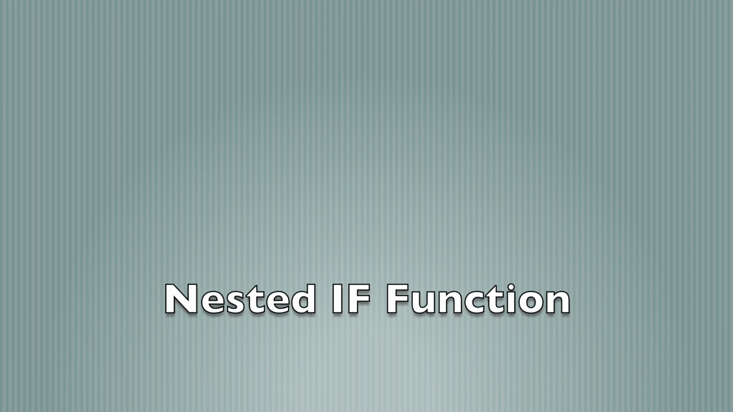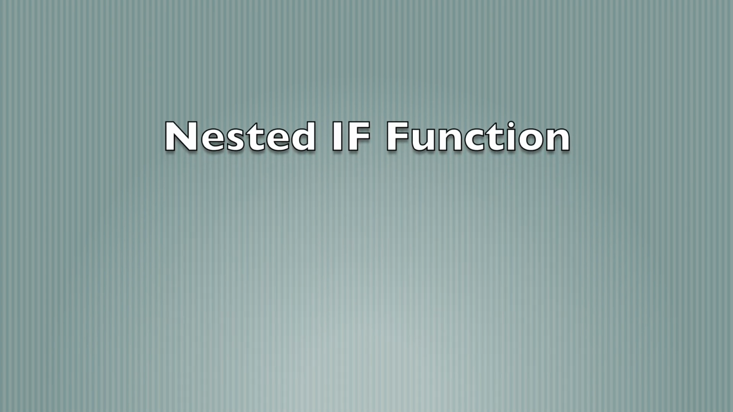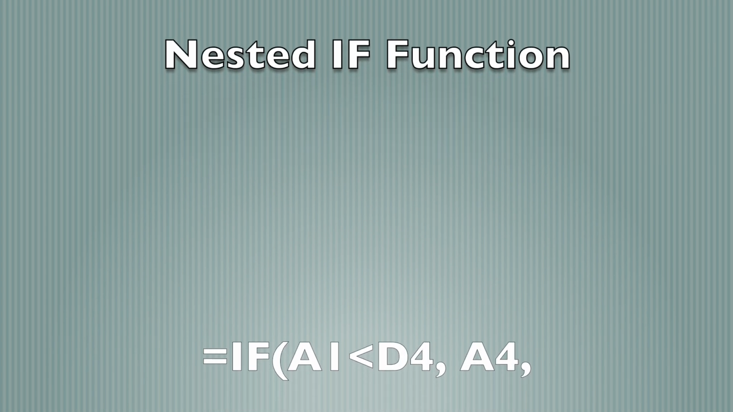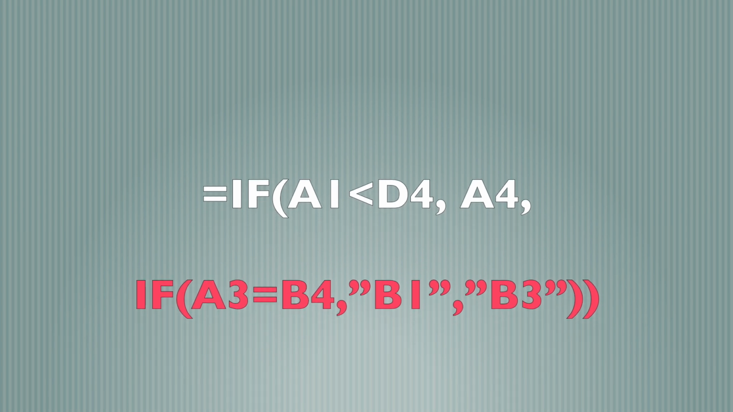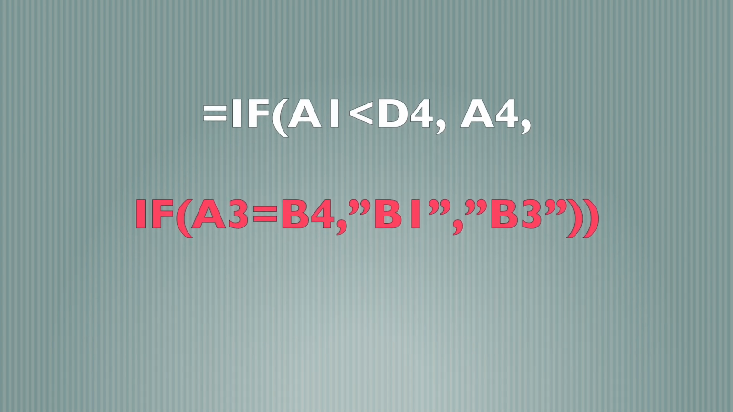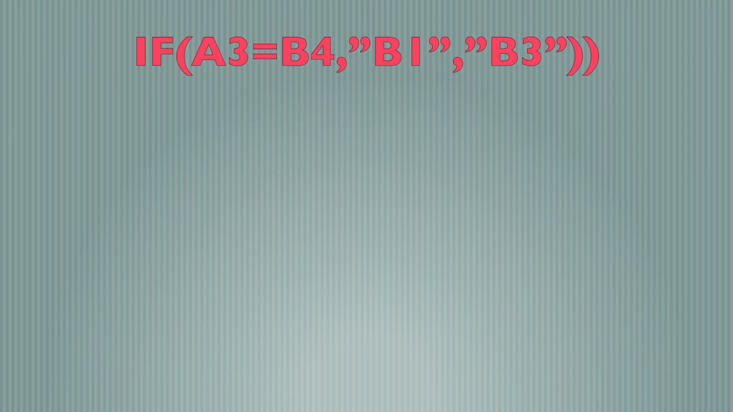The second example is an IF function with a second IF function within it. This is called a nested IF function. Similarly to the first one, the first part of the IF function is a statement. If this is true, then the first outcome happens. But if it's false, then there's a second IF function to figure out in order to find the final answer.